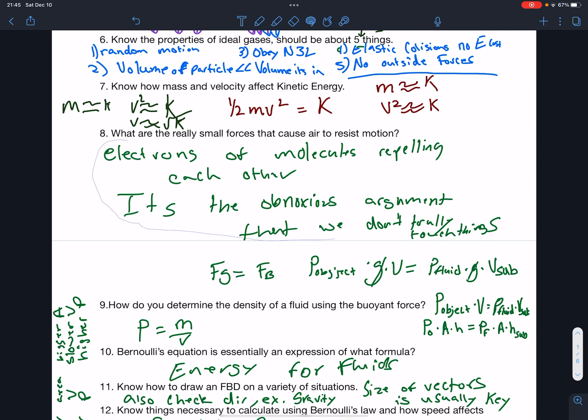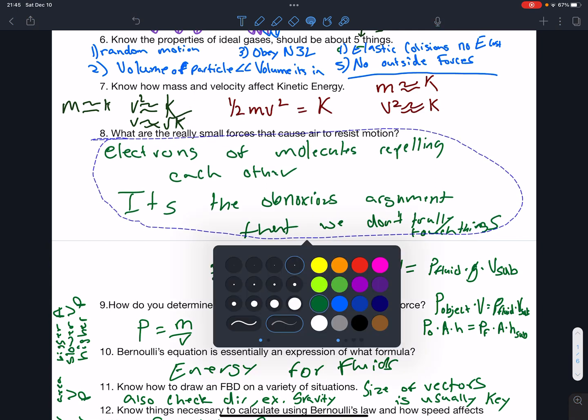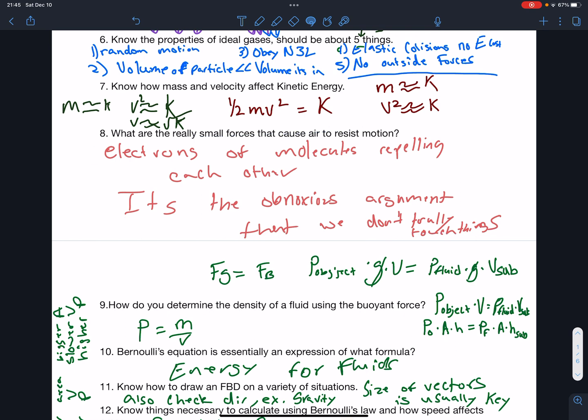What are the really small forces that cause air resistance to work? All right, so this is one of those little things that comes up about once a test on the AP test. It's a stupid question because it feels like you're reaching on the actual meaning, but technically this is right. So what are the small forces that cause air to resist motion?